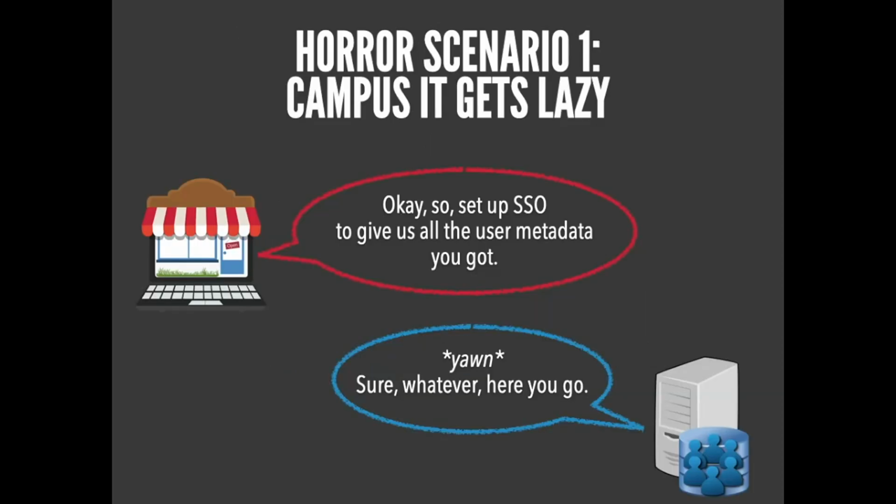Either of the second two scenarios could go sour real fast. The first horror scenario is where the content vendor, in setting up single sign-on, asks campus IT to send over all available user metadata, PII, PPI, entitlements, and all, and campus IT just does that. Where's the library in this? Well, remember, the library doesn't run or control the campus single sign-on system. To keep campus IT from being lazy, they'll have to make a nuisance of themselves, and even then, campus IT may brush them off.